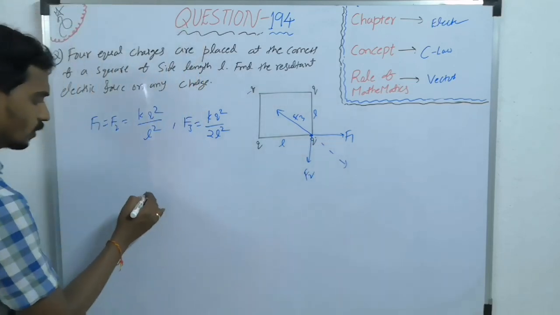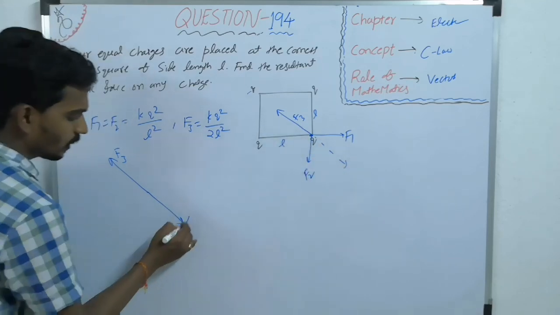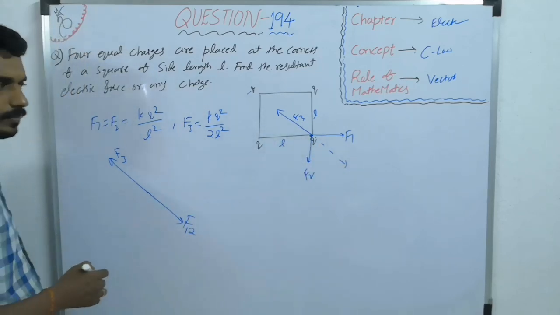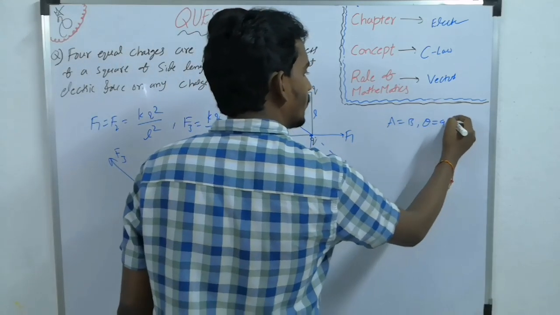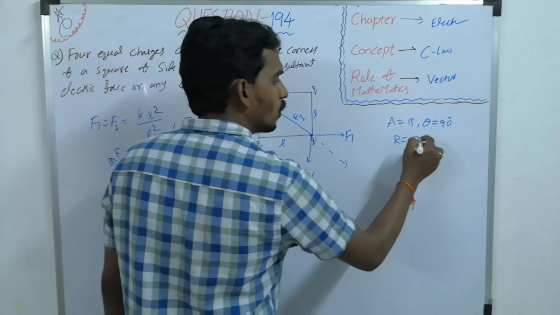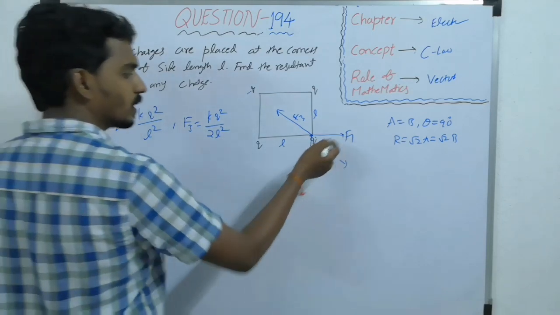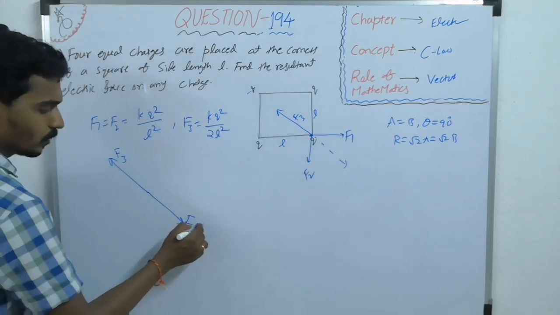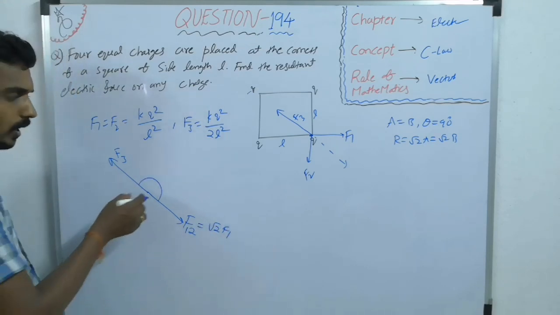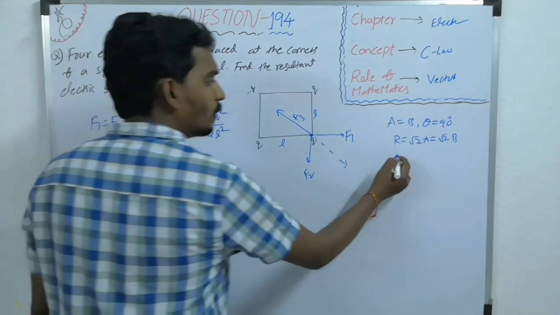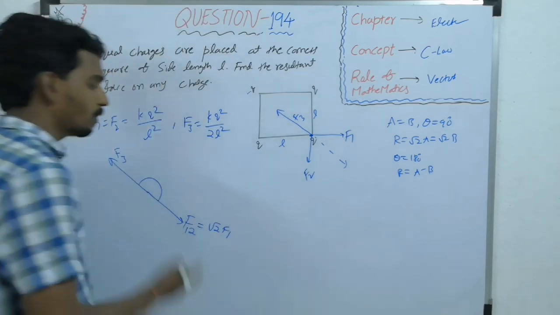Now at this point there are 3 forces and these two are equal, means the resultant must be in between them. So this is F3 and this is in the opposite direction, you will get resultant of F12. If two vectors are equal and the angle between them is 90 degrees, then what is the resultant? Root 2 times A or root 2 times B. So root 2 times F1 or root 2 times F2. So root 2 times F1. Now what is the angle between them? 180 degrees. So theta 180 means what is the resultant of two vectors? A minus B or B minus A.